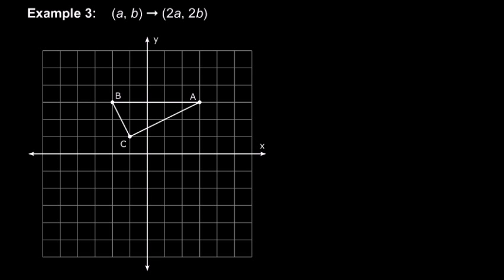Okay, here's another example. AB, we're told, transforms to 2A, 2B. What this means is that the x-coordinate gets multiplied by 2, and the y-coordinate gets multiplied by 2. And if that's confusing to you, again, you can rewrite it as xy transforms into 2x, 2y. But I don't think it's conceptually that difficult to just in your mind change the A and the B into x and y.